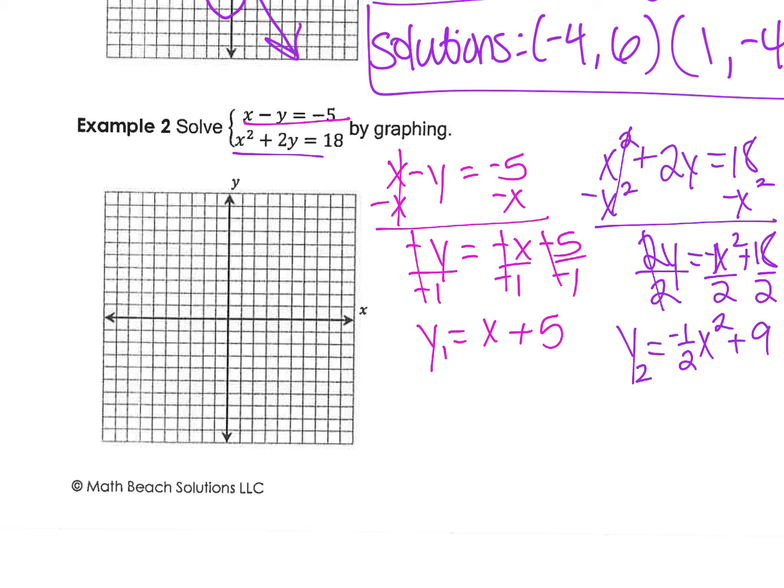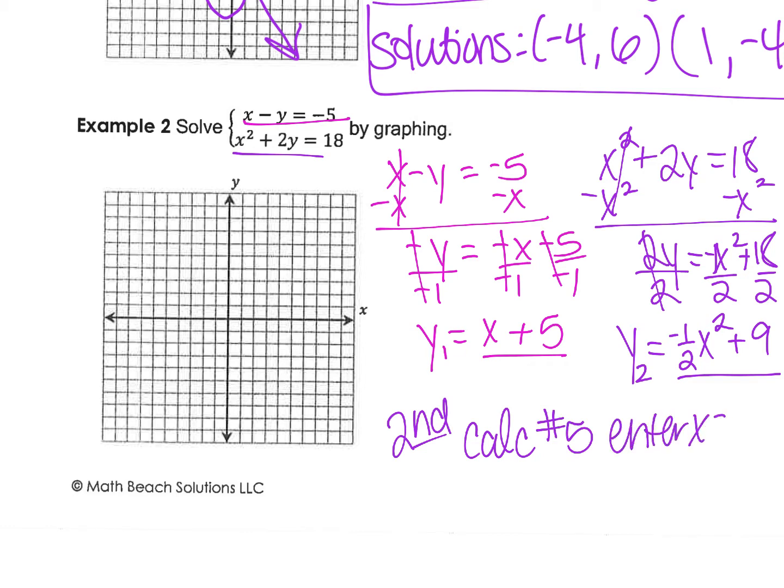Okay, so go to your Y equals on your calculator. You're going to type in x plus 5 in Y1. You're going to type in -1/2 x squared plus 9 in Y2, and you're going to graph it. Once you've pressed graph, you're going to do second calc, number 5, press enter 3 times, and it should give you one of the intersection points. The far left one is -4, 1. Then you'll have to repeat these steps, move your cursor to the other intersection point, then press enter 3 times. The other one should be 2, 7.